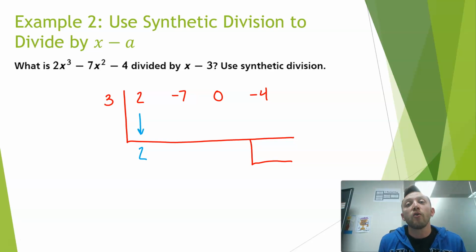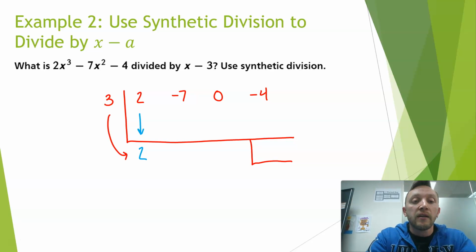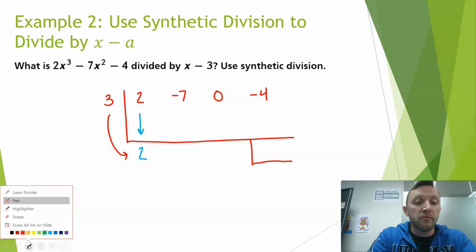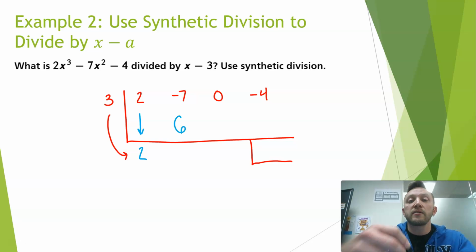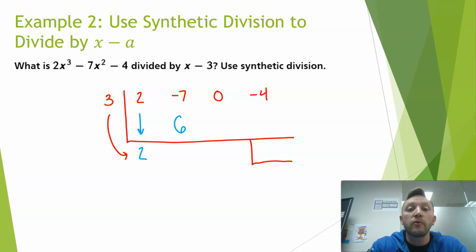All right, so the first step when we're doing synthetic division, like I just mentioned, is you bring down whatever that first term is, in this case 2. And the reason why is because there's nothing to add to that 2. So 2 plus nothing is just 2. But then the next step is we're going to multiply that 3 times 2. And when you multiply 3 times 2, we get 6. And so we put that 6 underneath that, in this case negative 7. And then we're going to add these together. And negative 7 plus 6 is negative 1. So that's how you get that next term.